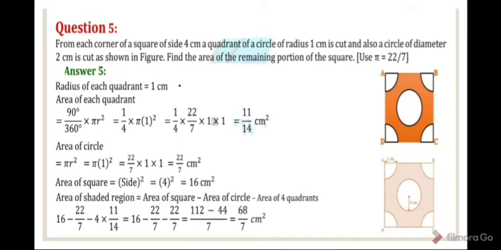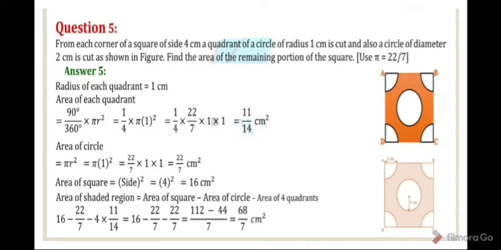The radius of each quadrant is 1 cm. That's why the area of each quadrant will be, as this quadrant forms 90 degrees, theta is equal to 90 degrees and r is equal to 1. As you can see, this is a minor sector, so use the area of minor sector formula, theta by 360 degrees into pi r square. Put 90 in place of theta and 1 in place of r. It will be 11 by 14. This is the area of each quadrant. That means for 4 quadrants it will be 11 by 14 into 4.